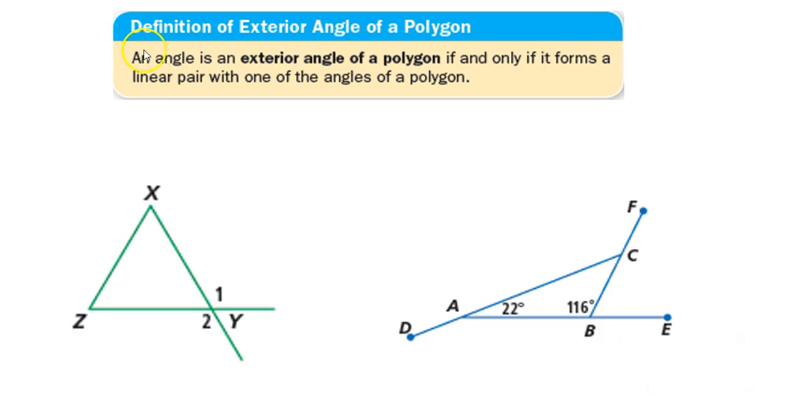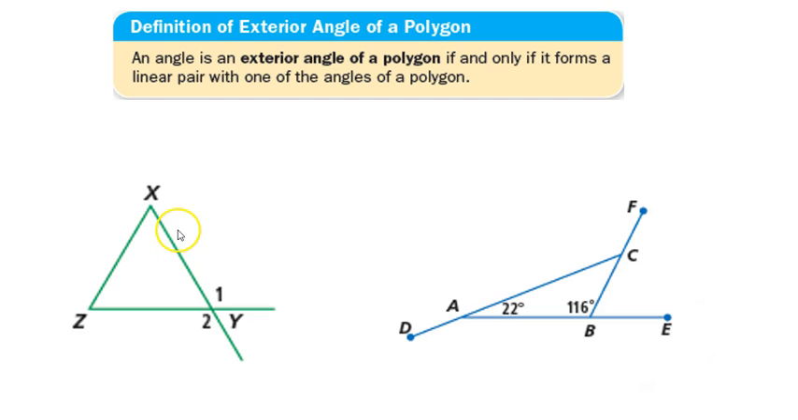that an angle is an exterior angle of a polygon if and only if it forms a linear pair with one of the angles of a polygon. So I have two triangles here on the screen. I'm going to take a look at this one here first and describe exactly what an exterior angle of a polygon is. It's going to be true of any polygon. I'm using triangles here, but the idea will remain exactly the same.